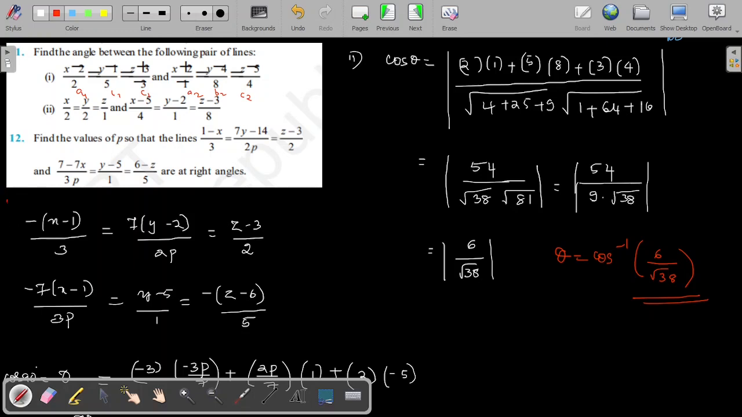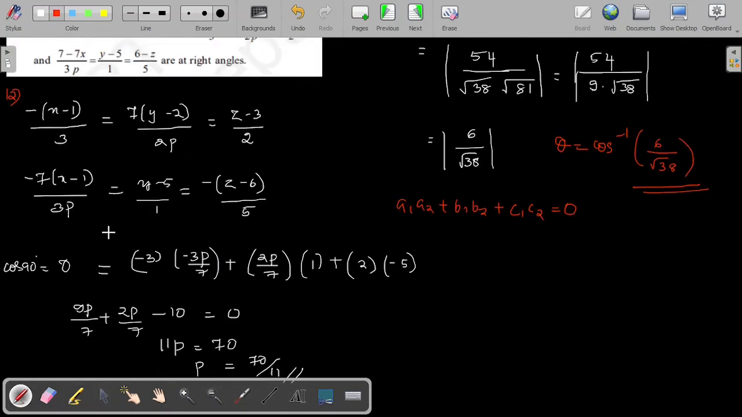Now, next question, 12th question. Find the value of p so that these two lines are at right angles. Right angles means cos 90 degrees is 0. Therefore, the formula becomes a1 a2 plus b1 b2 plus c1 c2 equal to 0, because cos of 90 is 0. So whatever is in the denominator, 0 into that value becomes 0. So this is the condition. You have to equate this to 0 because they have already given that they are at right angles. Find the value of p.